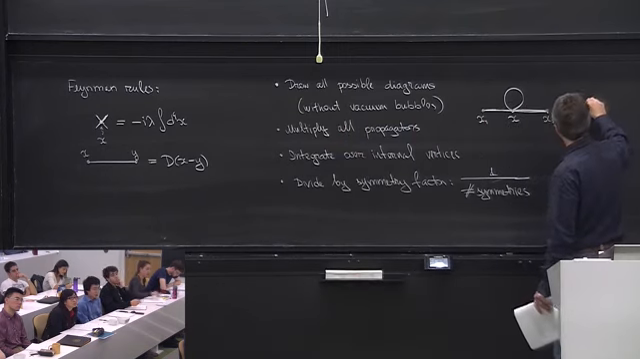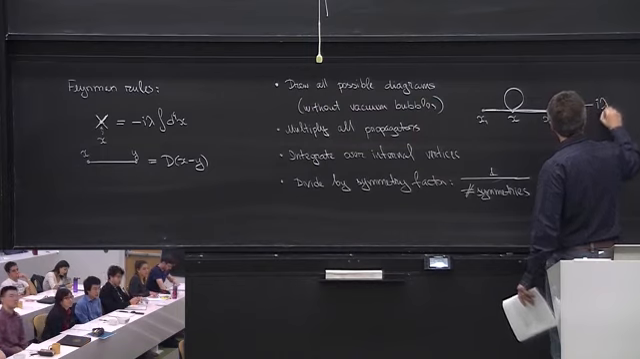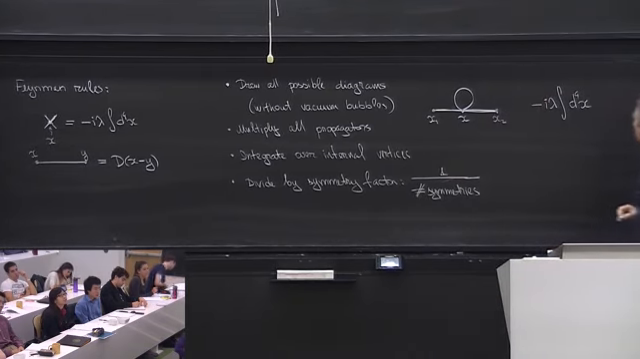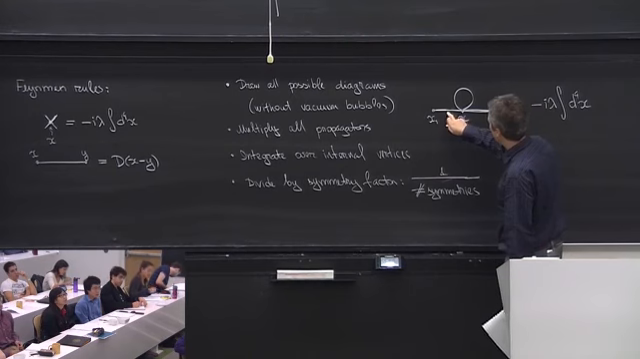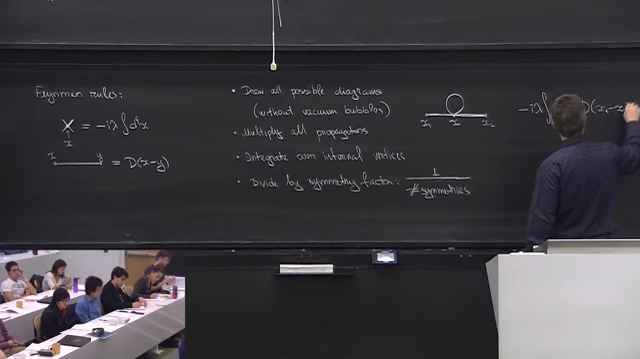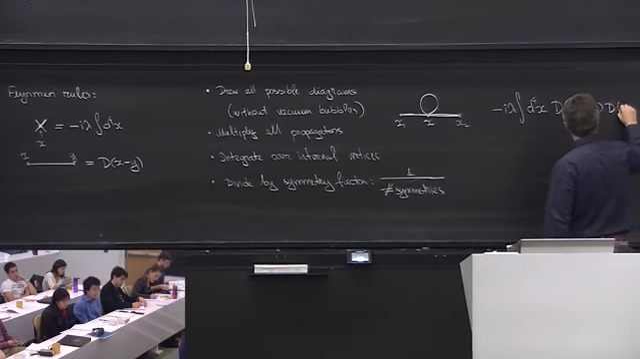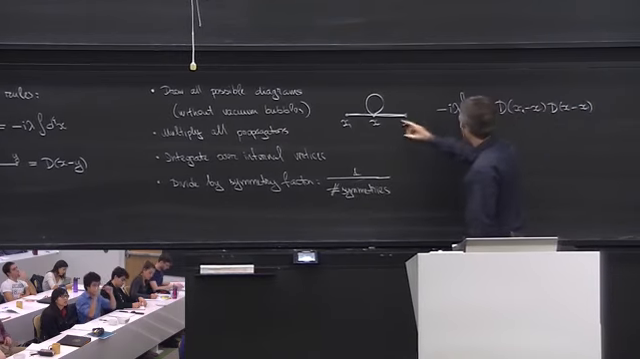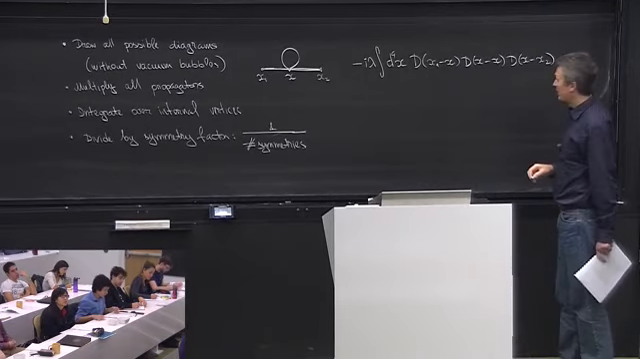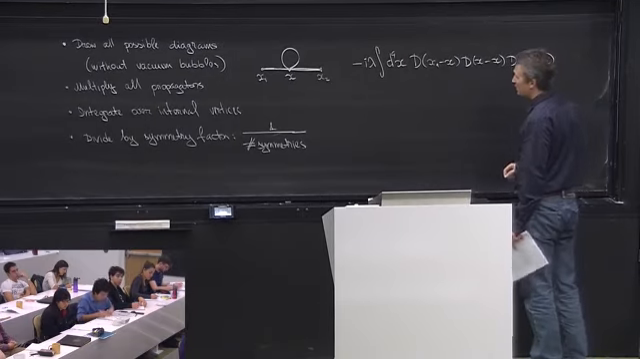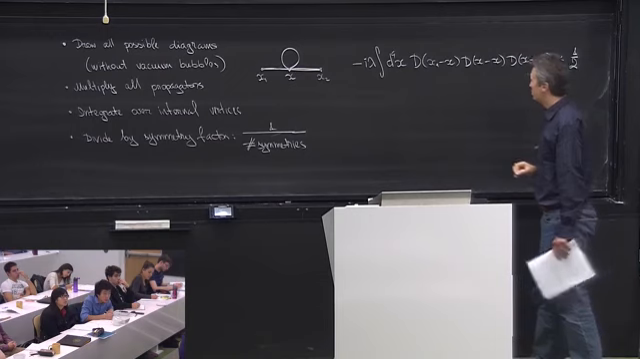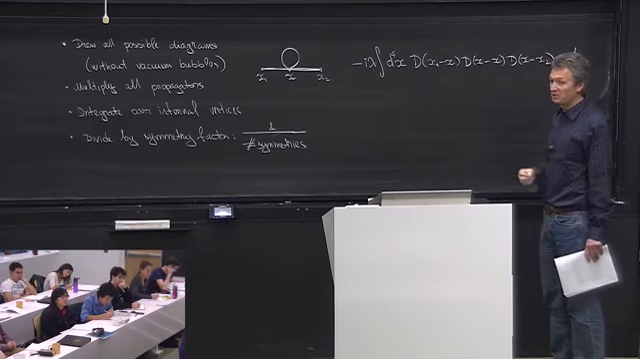So the vertex gives us a factor of minus i lambda, and then the integral over d^4x. Then we should multiply propagators, and we have 3 of them. One connects x1 with x, the other connects x with x, and the third connects x with x2. Then we also realize that this diagram has a symmetry, so we should divide by the order of the symmetry group, which is 2.